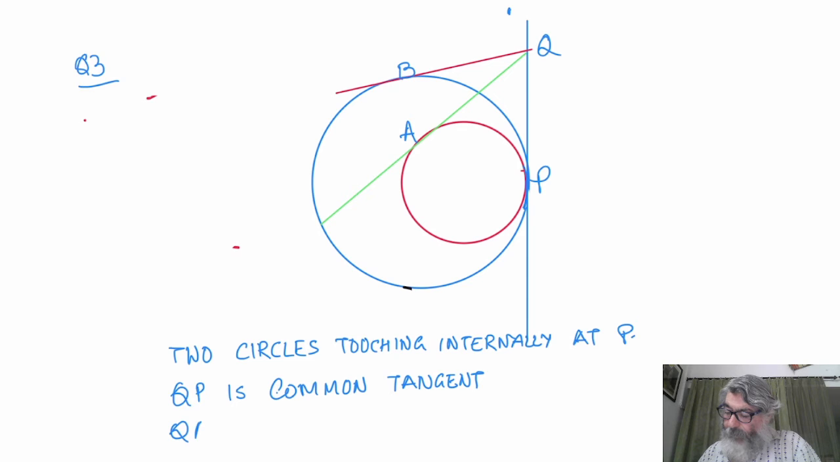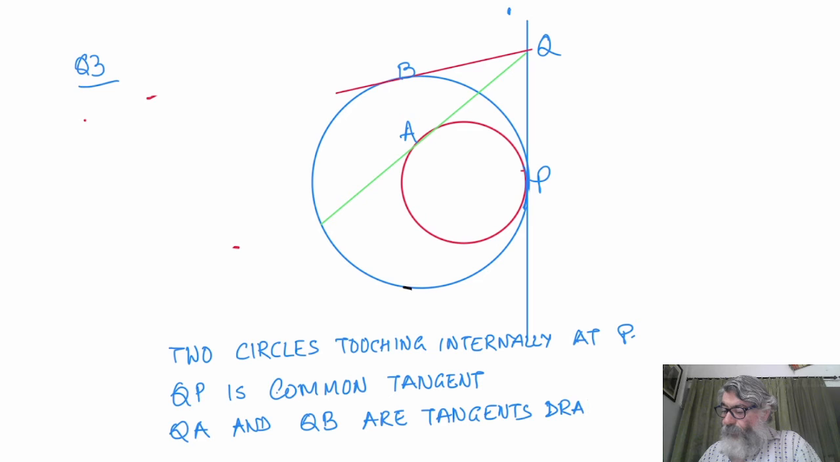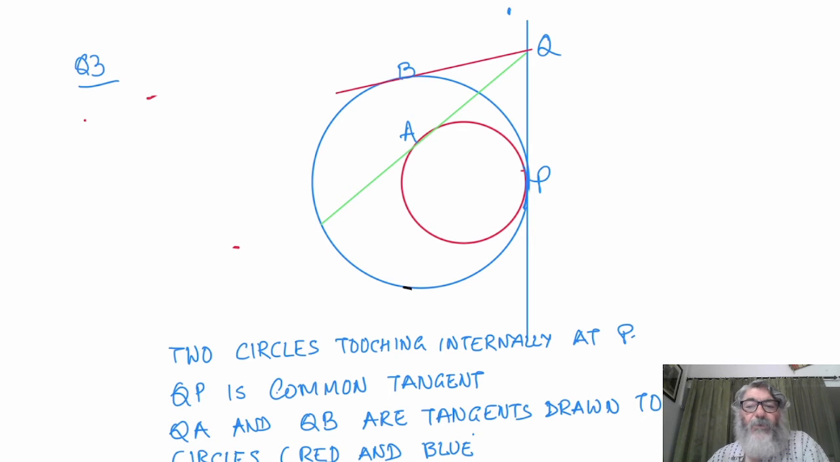QA and QB are tangents drawn to the two circles. I'll write in the bracket red and blue circles. One circle is red, one circle is blue, for your understanding later on, so you don't forget what we are talking about.